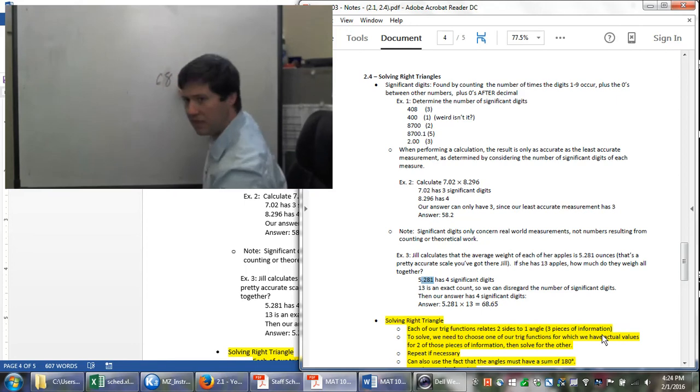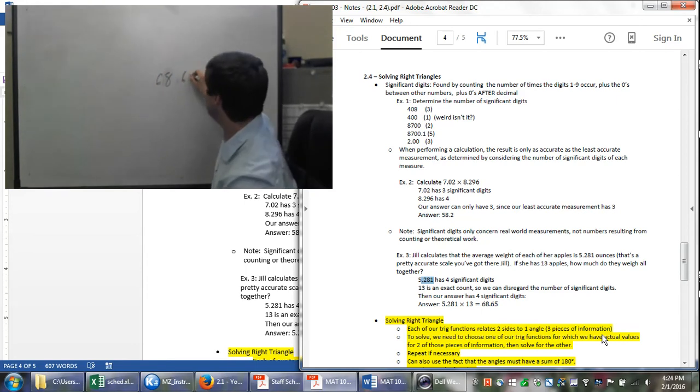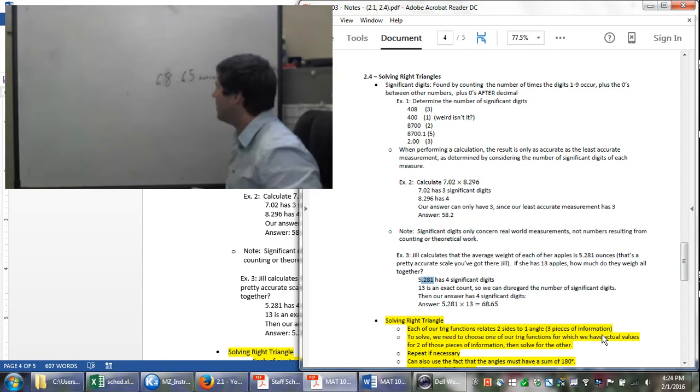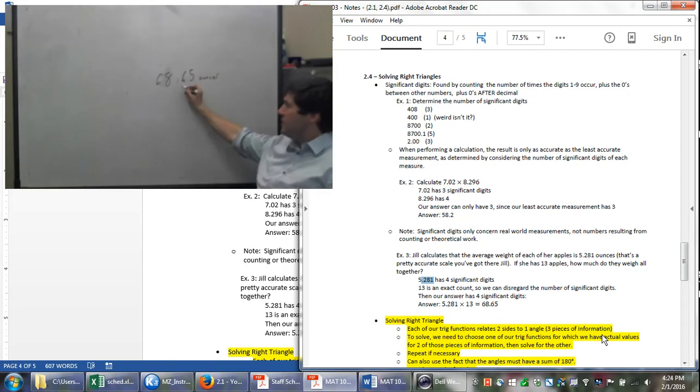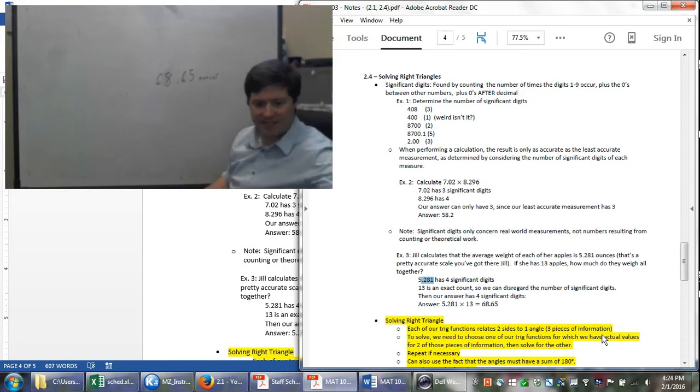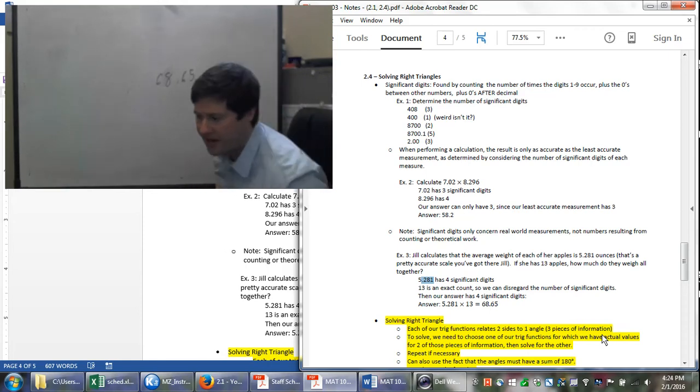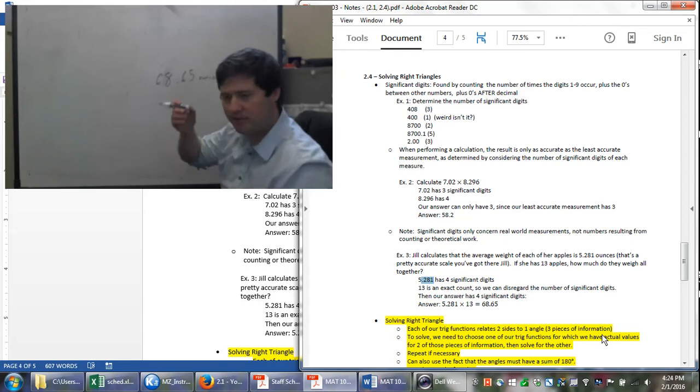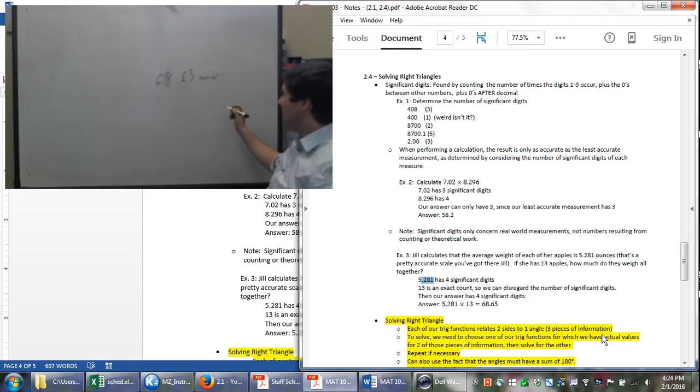Our answer is still going to have 4 significant digits because she didn't count 13.0 apples. This isn't rounded. This is not a less accurate number. It's not like she had some fraction of an apple and she rounded up or rounded down. This is an exact count of the number of these apples, so we disregard the significant digits. So we disregard this 13 completely. We go ahead and do our calculation, and we keep 4 digits in our final answer. So our final answer is 68.65 ounces.